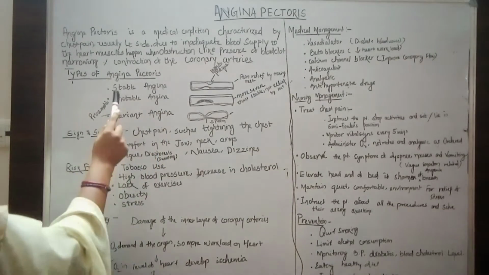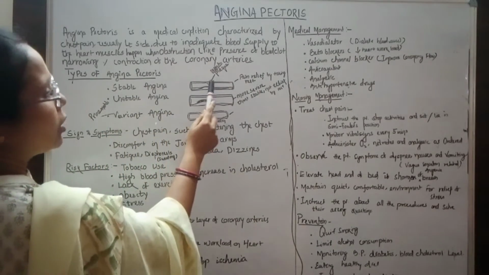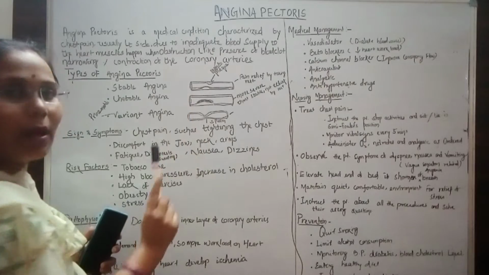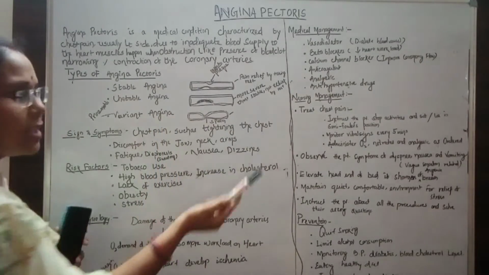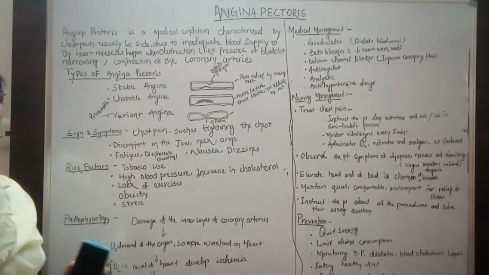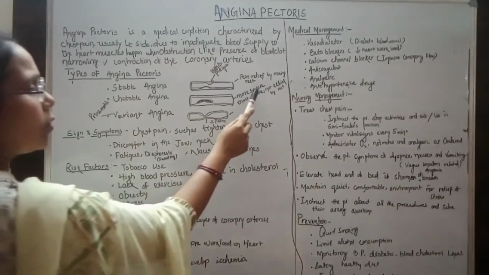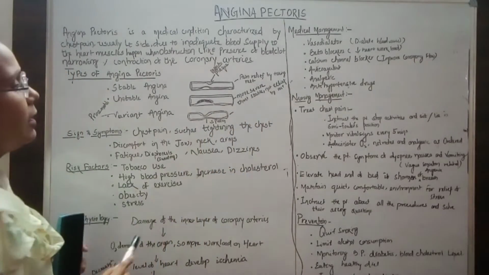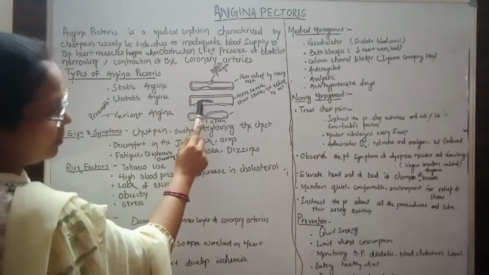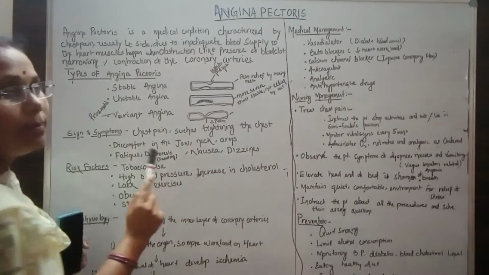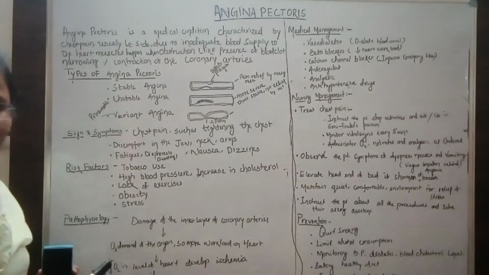In stable angina pectoris, what happens? The vessel's lumen diameter becomes narrow due to the deposition of some plaques. And in stable angina pectoris, the chest pain is relieved by taking rest. In unstable angina pectoris, it is more severe than the stable one. Here, the narrowing of the vessels occurs due to spasm and also the presence of some blood clots, so it is not relieved by taking rest.